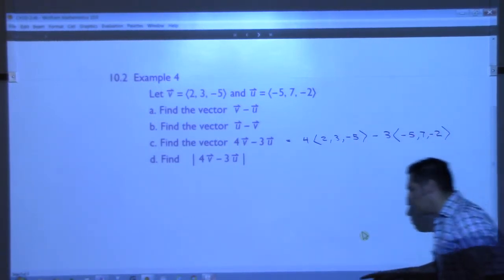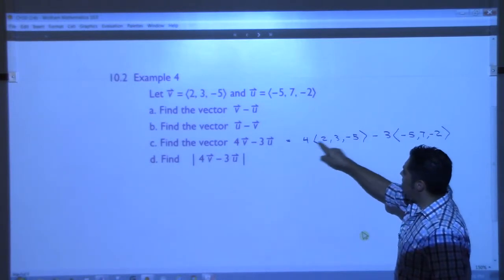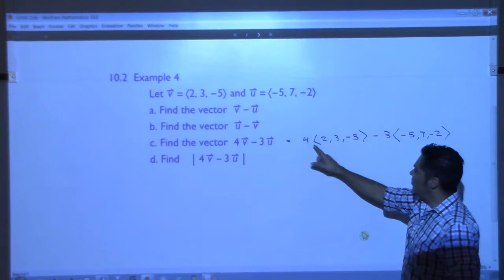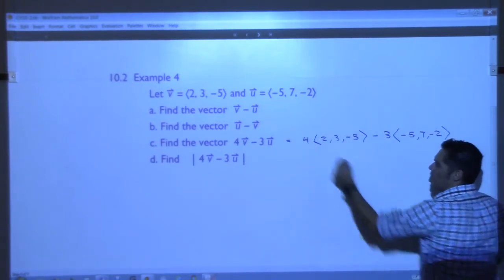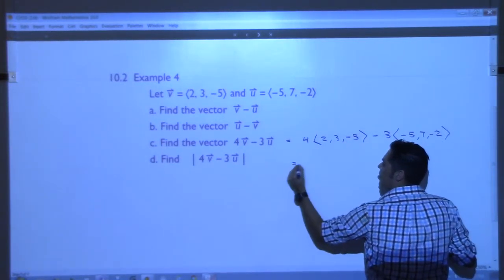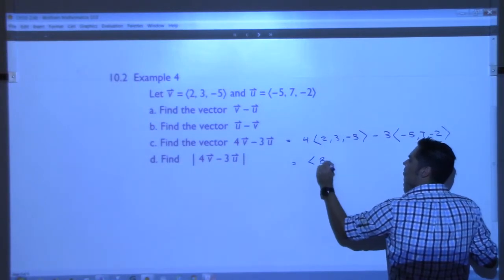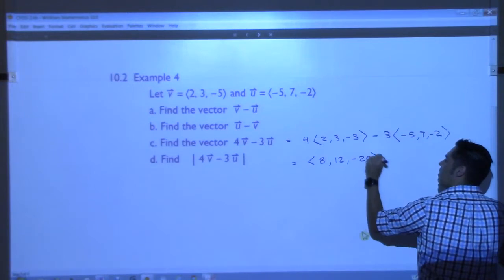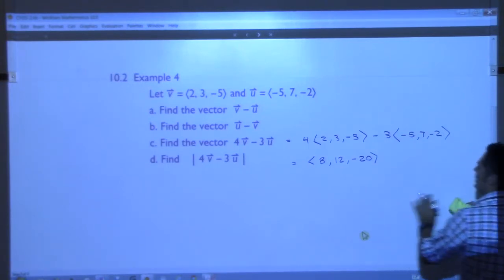Right? So, Christopher, this times this, we call this what? Scalar multiplication, right? So we have scalar multiplication, and what would this first vector be, Christopher? 8, 12, and -20. -20, and then we're going to, how do you want me to do this?